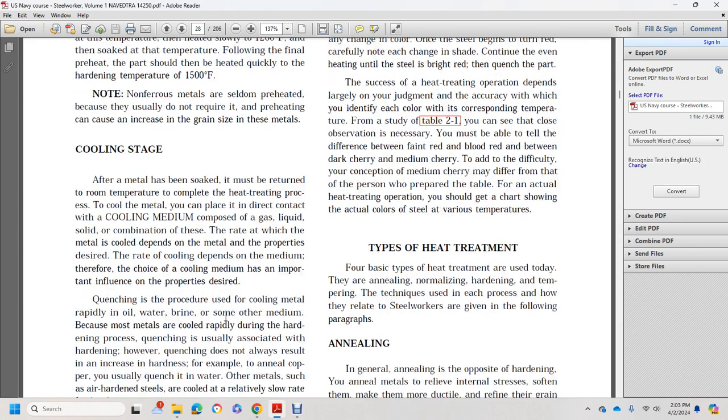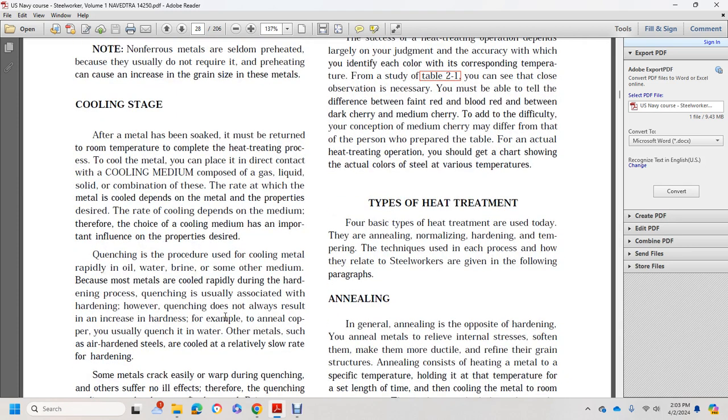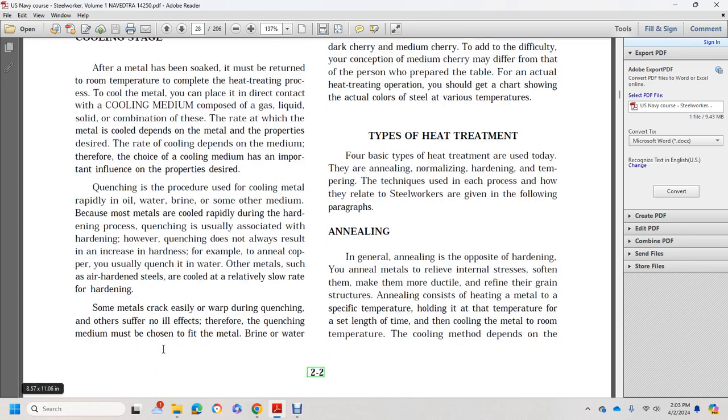Quenching is produced when cooling metal rapidly in oil, water, brine, or some other medium. Most metals are cooled rapidly during the hardening process, so quenching is usually associated with hardening. However, quenching does not always result in increased hardness. For example, to anneal copper, you usually quench it in water. Other materials, such as air-hardened steels, are cooled at a relatively slow rate and harden.